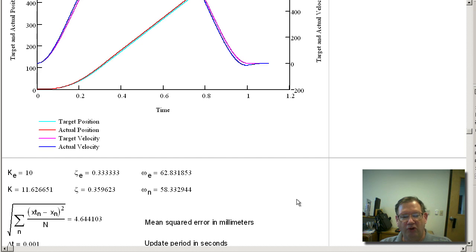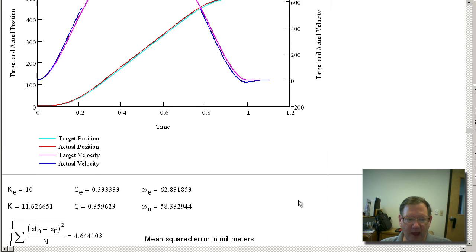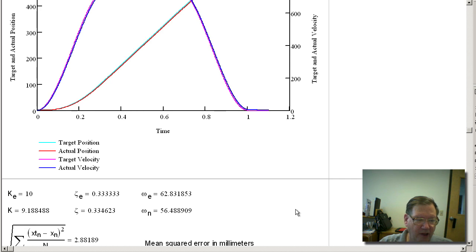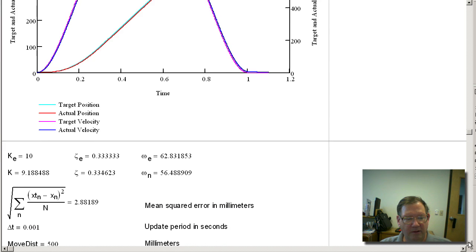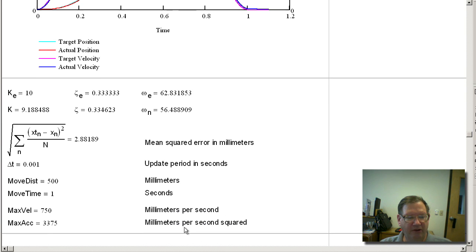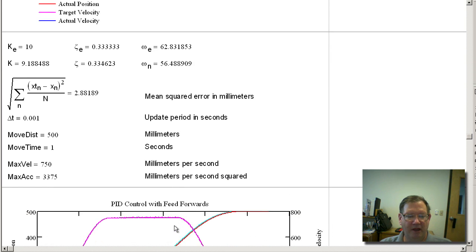Now, what I can do is press Ctrl F9, and that recalculates. And you can see that the estimated error, the mean squared errors, went down in this case. You can see this is my estimated natural frequency, my estimated damping factor, and my estimated gain. And this is the actual gain, damping factor, and natural frequency. Now I can change my update rate in periods, in seconds. So this is where I can set my parameters.